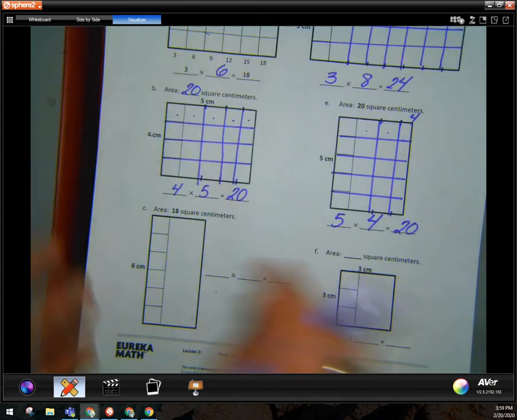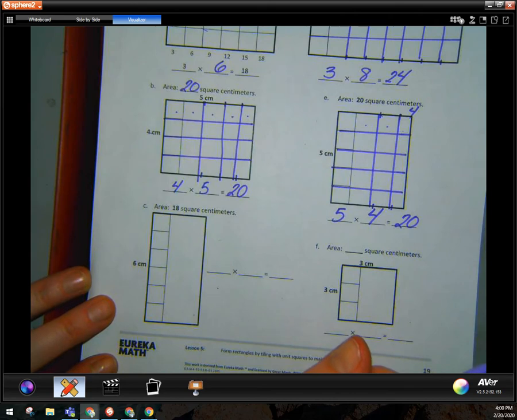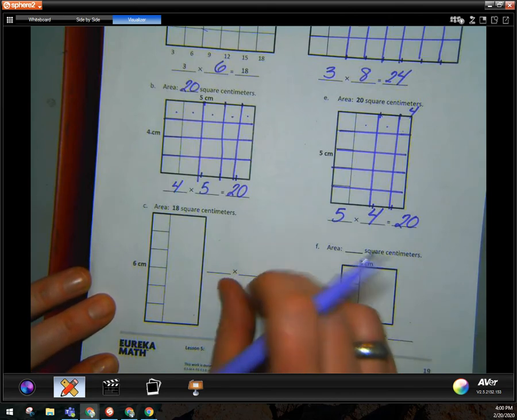Now you're going to do the same thing for C and F. So I want you to push pause and do C and F. Once you're finished, come back and double check it. So you'll push play.